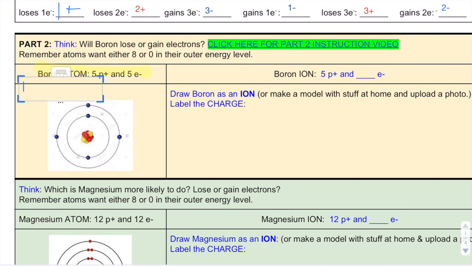And so we see 1, 2 in the first energy level and 3 electrons in the outer energy level. 3 electrons, is that stable? No. 8 is stable or a full energy level, so that's unstable. It might be good to remember that.